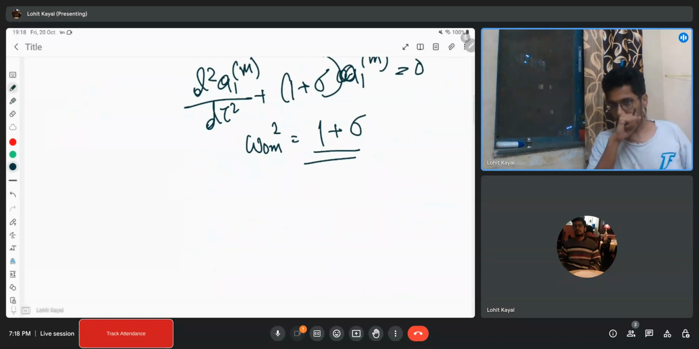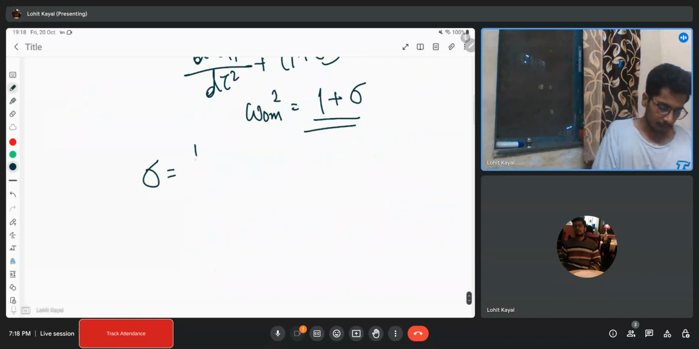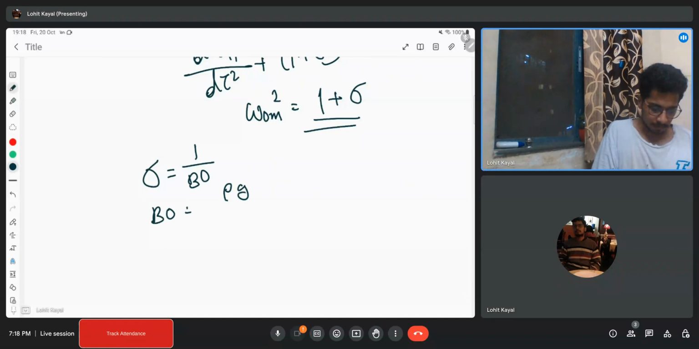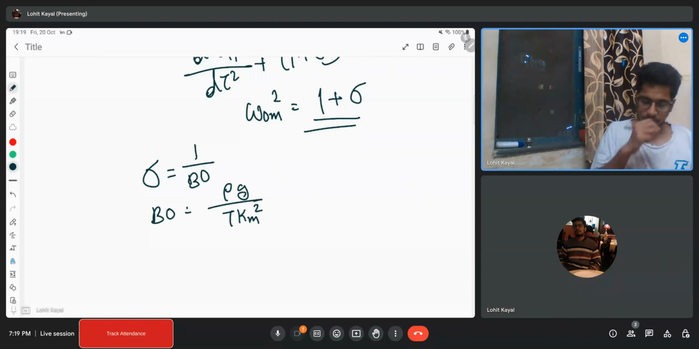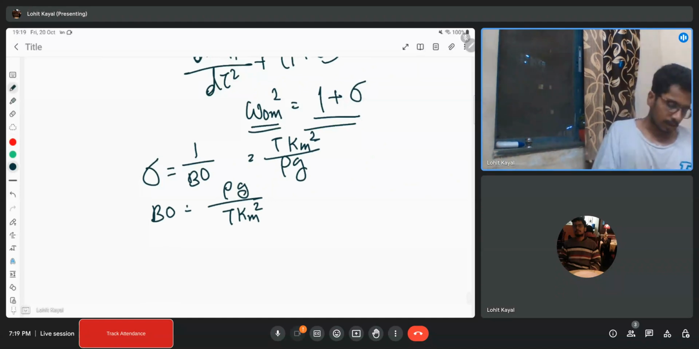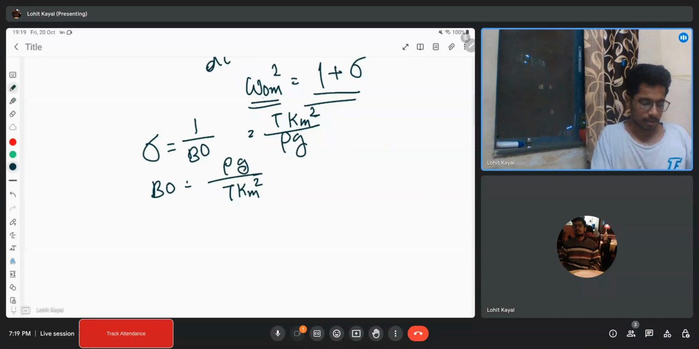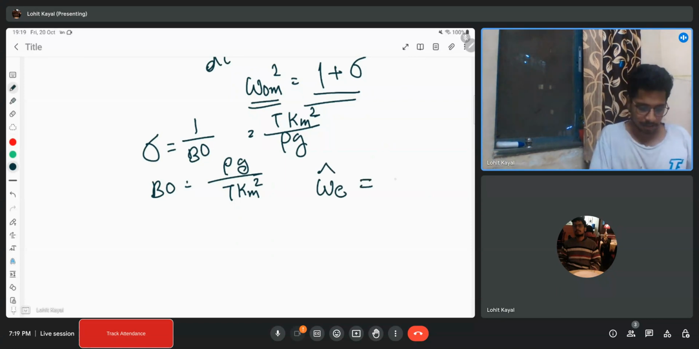So can you realize what this term is? Let me just write that down. σ is equal to 1 by Bond number, and your Bond number is equal to ρg by T times k_m squared. True. So σ equal to T k_m squared by ρg, and this is the non-dimensional frequency. Now what will be the scale for the dimensional frequency? That's some ω_c squared. ω_c squared is nothing but g times k_m.